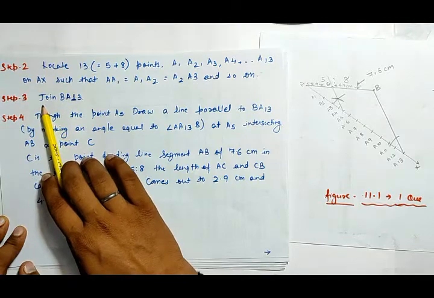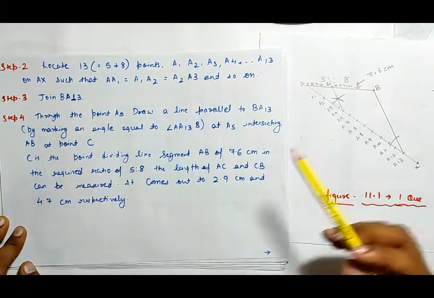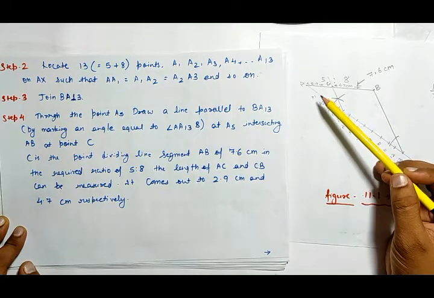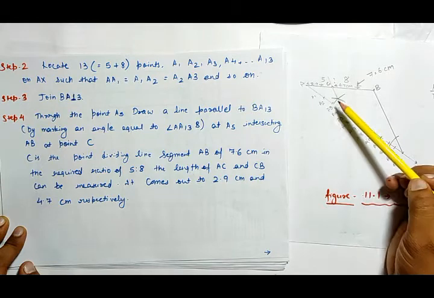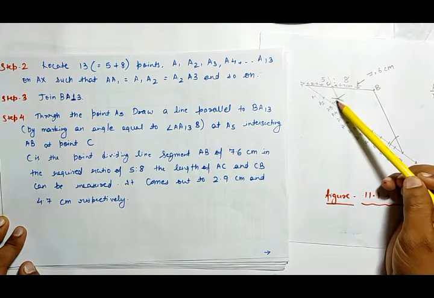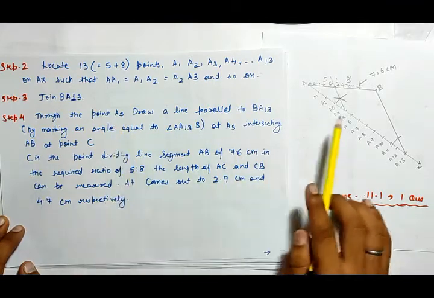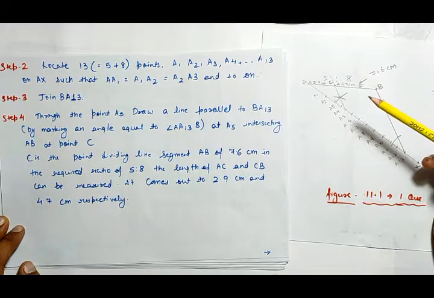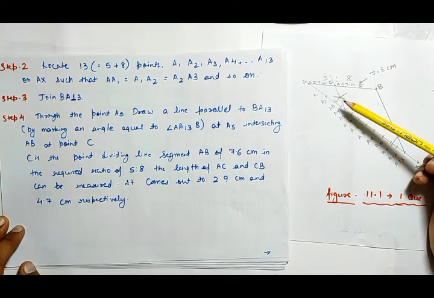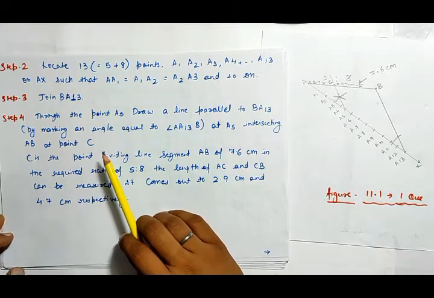And step number 3 is join B and A13. So we have to join B and A13 using a compass. Through the point A5, draw a line parallel to BA13. So we have to draw a line parallel to BA13.